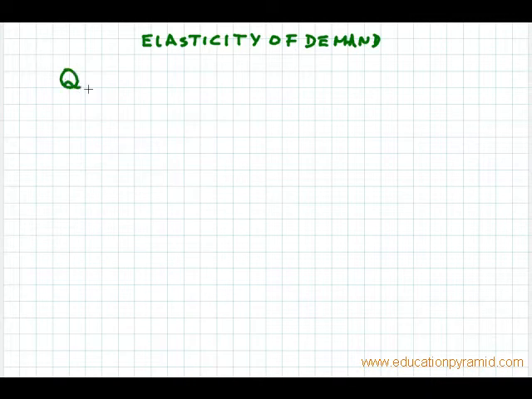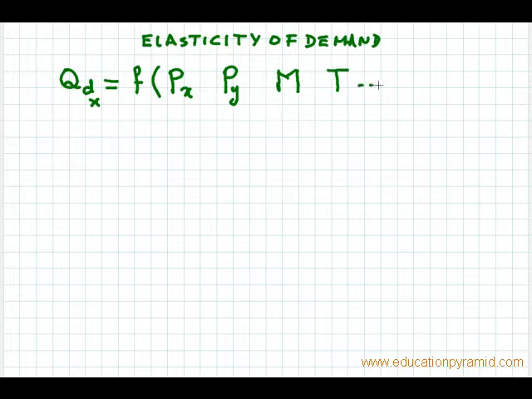There are more than one factors of quantity demanded. Suppose this is quantity demanded for X. So quantity demanded for X depends on price of the X commodity. It depends on price of related commodities, income of the consumer, taste, and many other factors. These factors leave certain effect on quantity demanded.